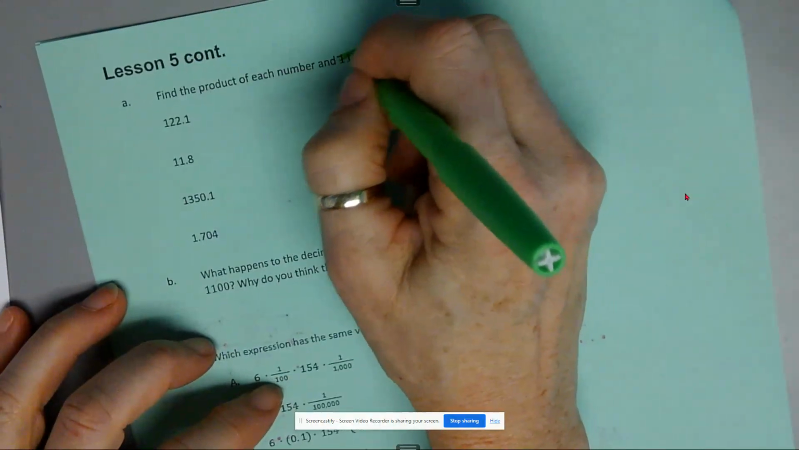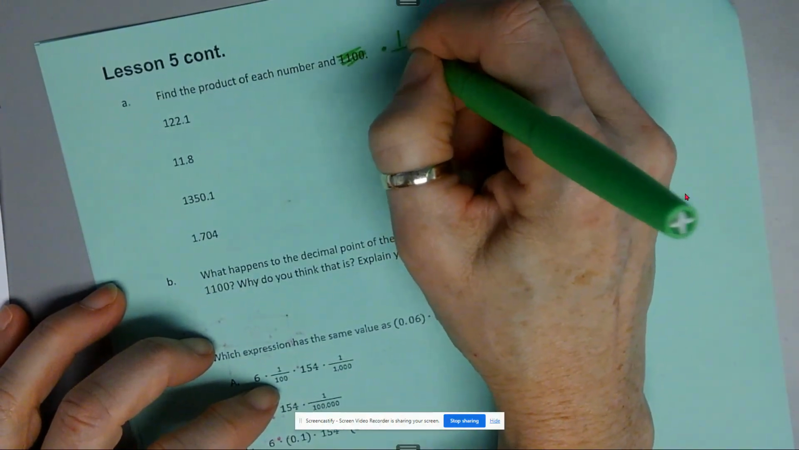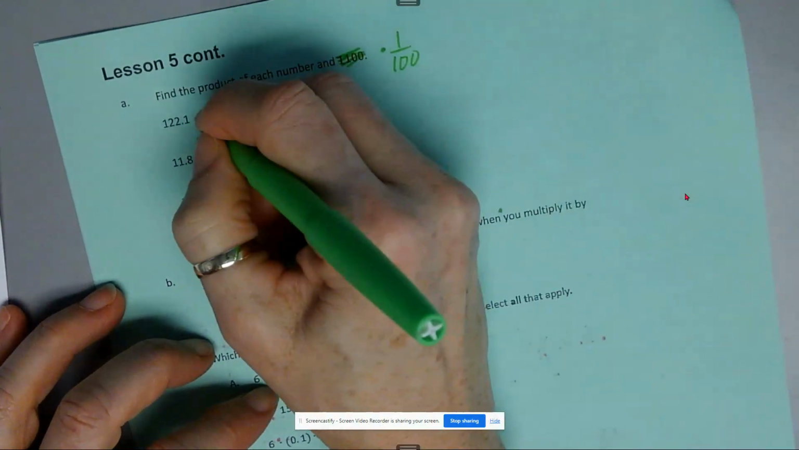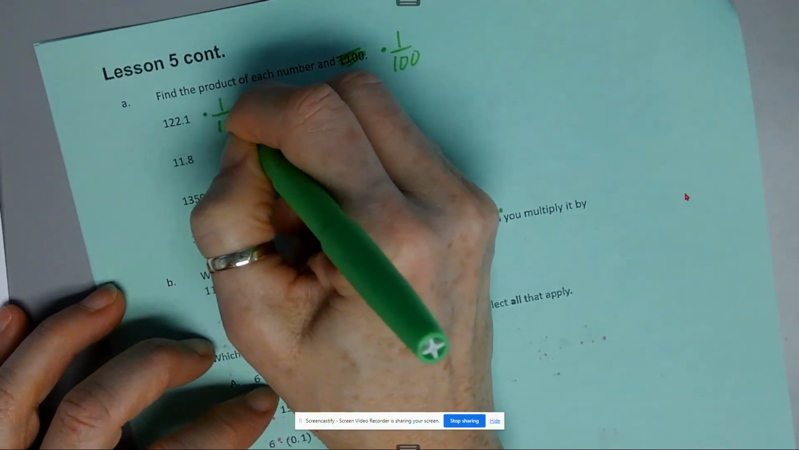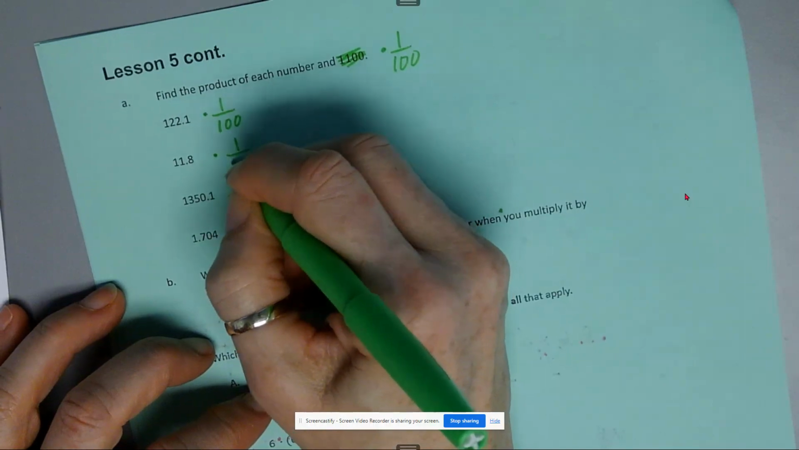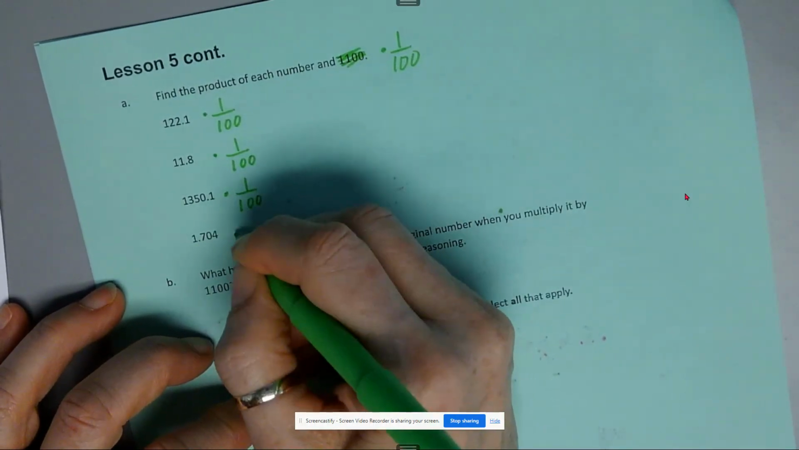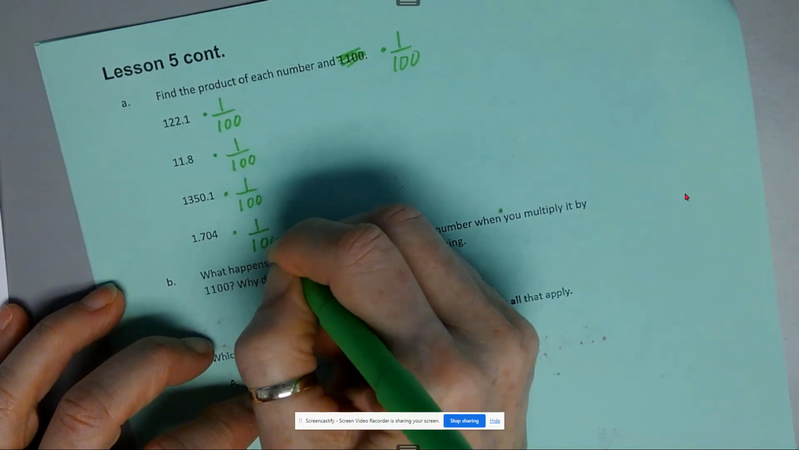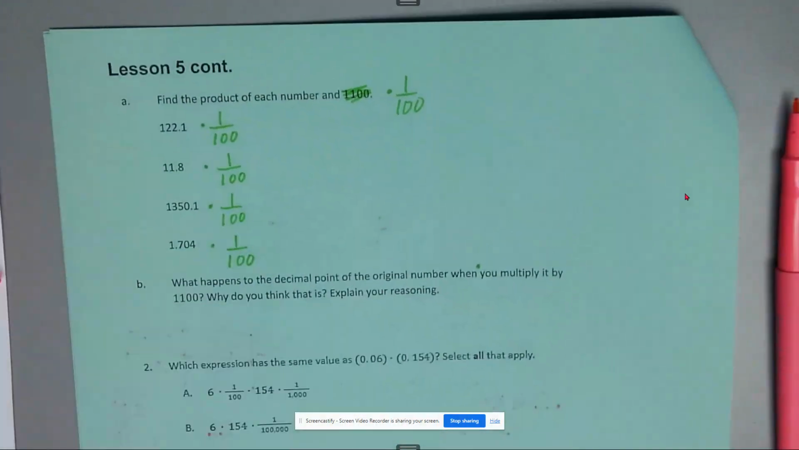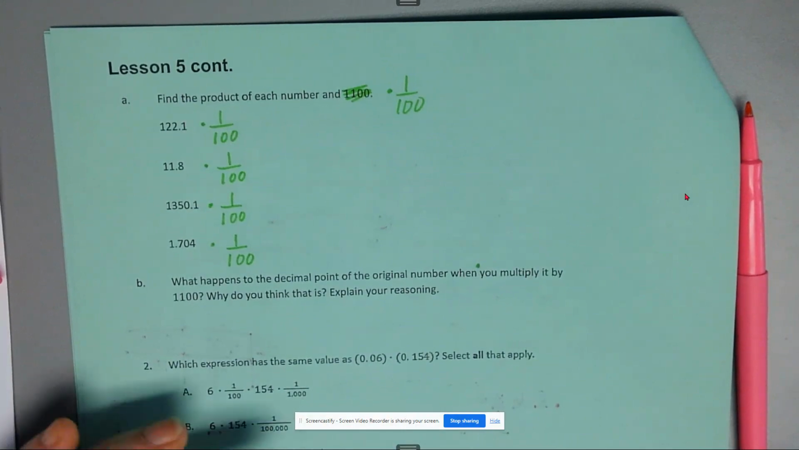This was a typo. This should say multiply by 1 over 100. So you have 4 separate problems to multiply by 1 over 100. And you can work on that for a few minutes.